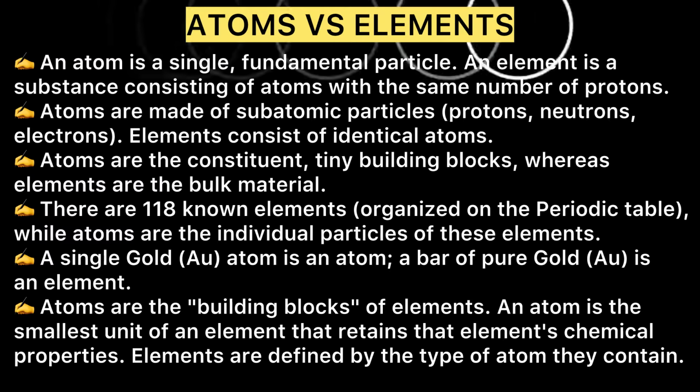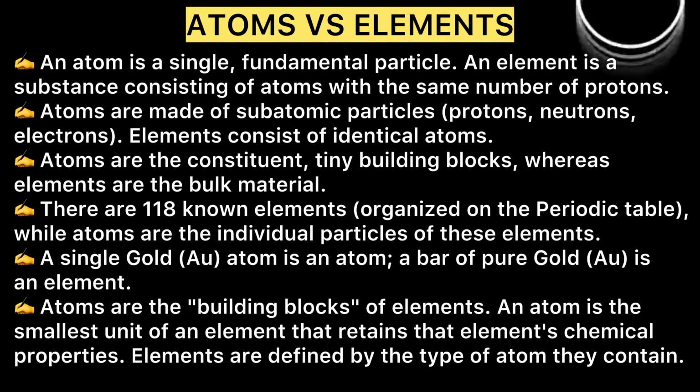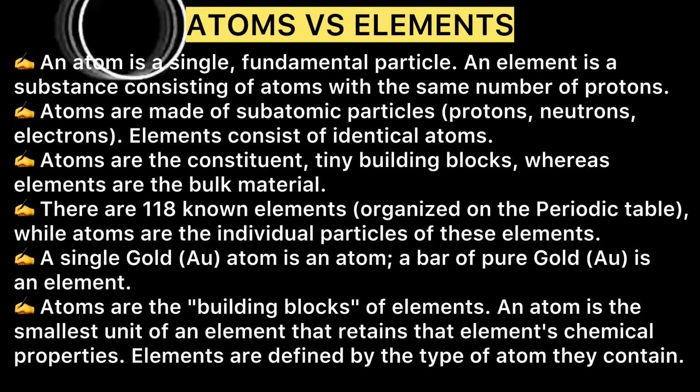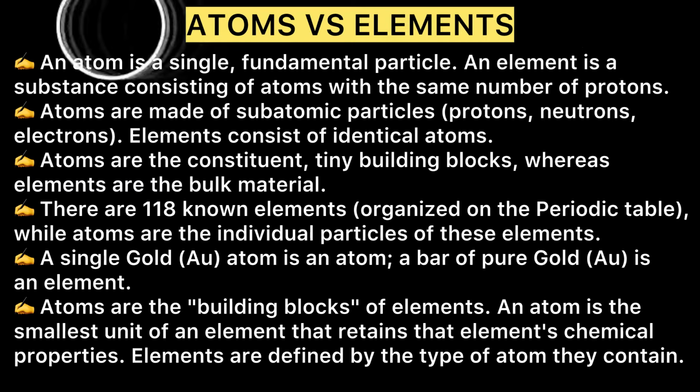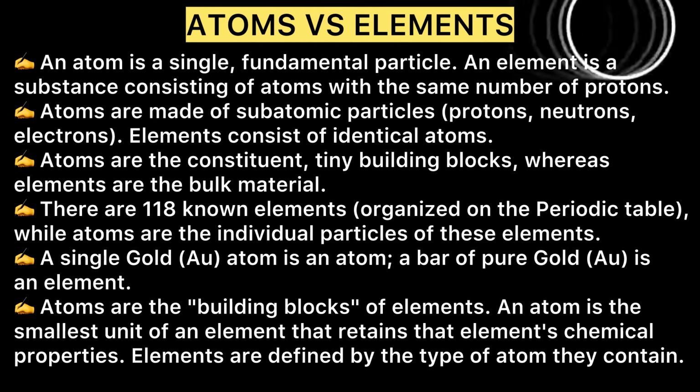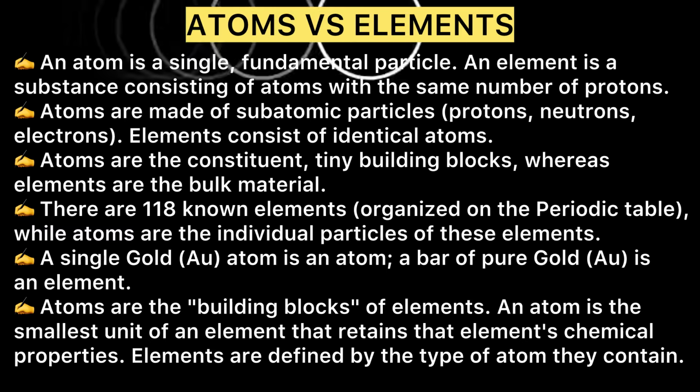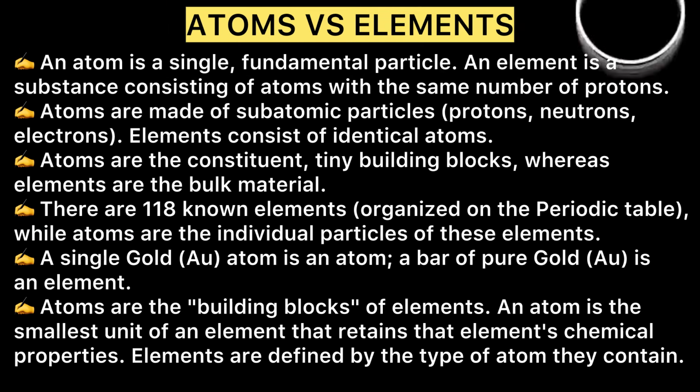So some people make the mistake and say that atoms and elements are the same. They're not actually the same. So the difference between them is that an atom is just a single fundamental particle, while an element is a substance consisting of atoms with the same number of protons. So an element contains atoms, and all these atoms have the same number of protons.